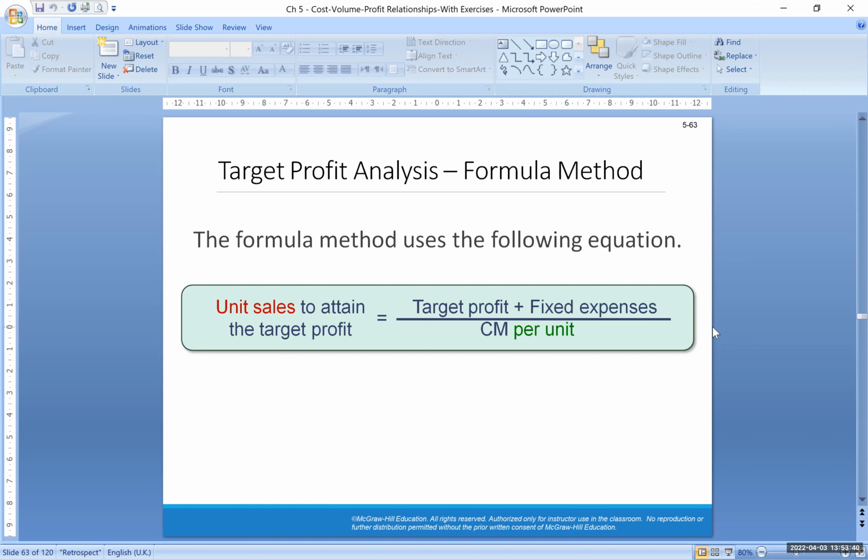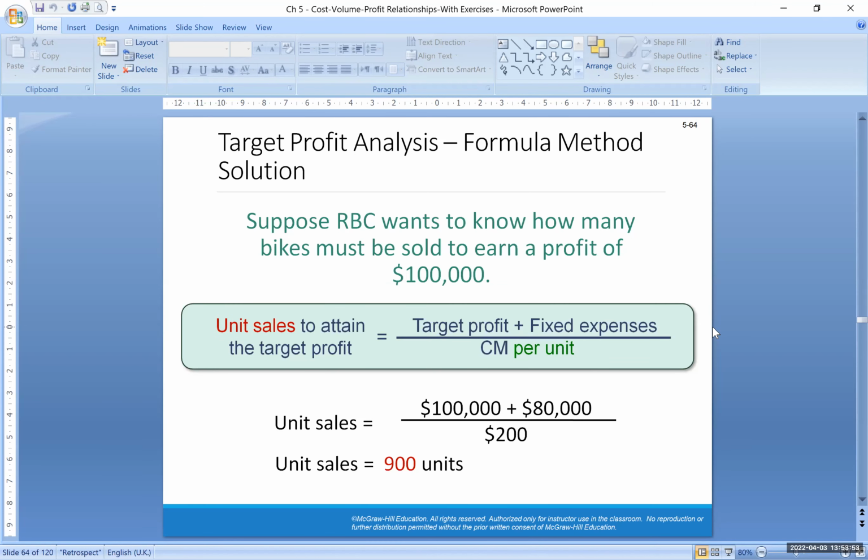Remember that we are calculating the unit sales, or sales in units, here. So we are not using the ratio, we are using the contribution margin per unit. Again, if I need to calculate how many units we need to attain a target profit, then we modify the contribution margin formula as follows. The target profit will be added to the fixed costs and all divided by the contribution margin per unit. So the answer will be in units.